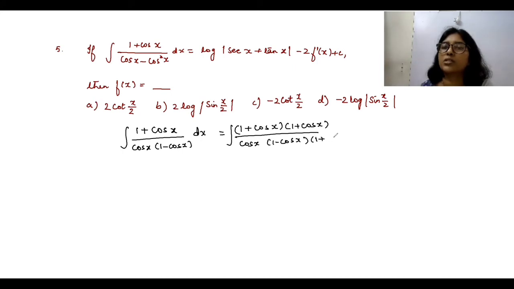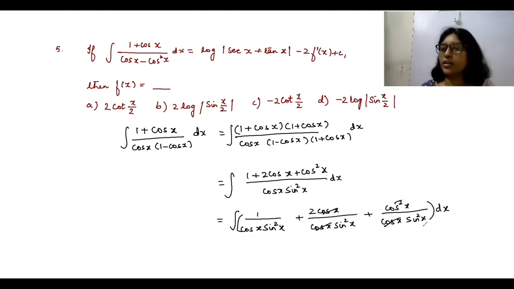Into 1 plus cos x. So the numerator becomes (1 plus cos x) the whole square, so we'll apply the whole square formula. And the denominator becomes cos x into (1 minus cos square x), which is sin square x. So on separating the terms, we get this.